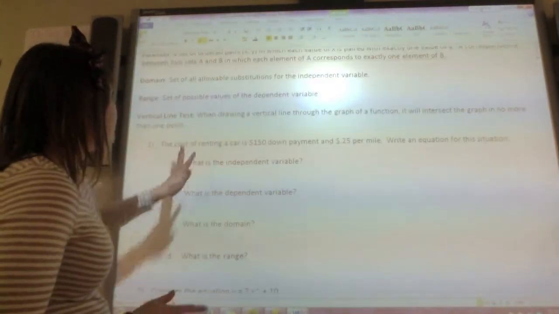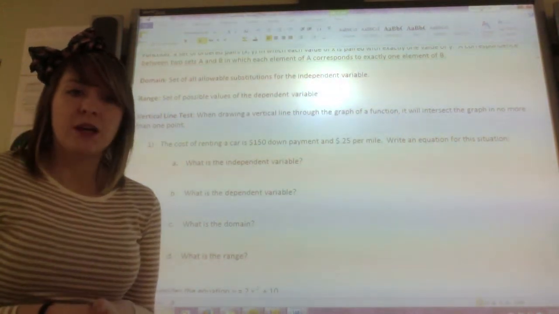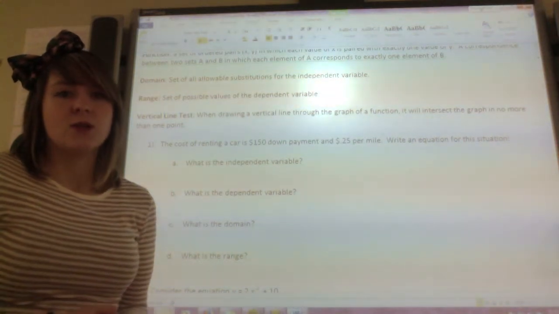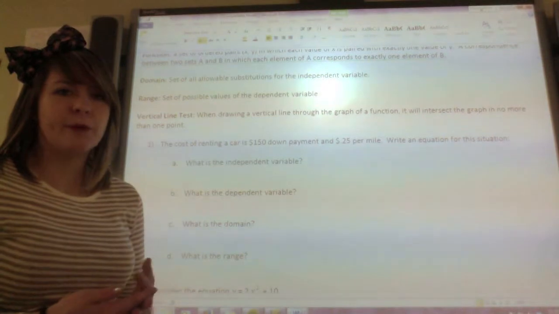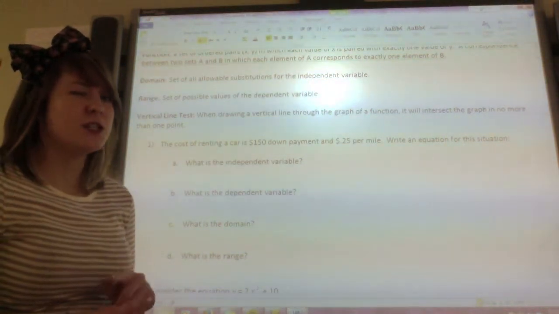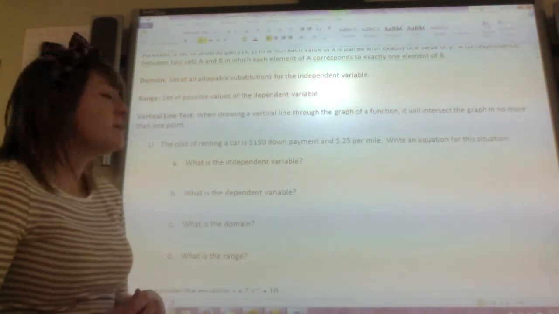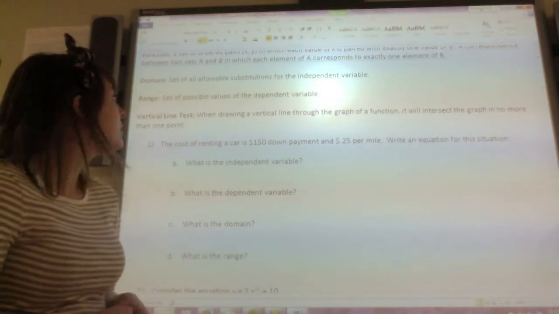Okay, a domain is a set of all allowable substitutions for the independent variable. In other words, it's all the stuff that you can put into a function. I'll show you guys a little bit more using the function machine in just a minute. We've also got the range. That's a set of possible values for the dependent variable. In other words, it's the stuff that you get out of a function.